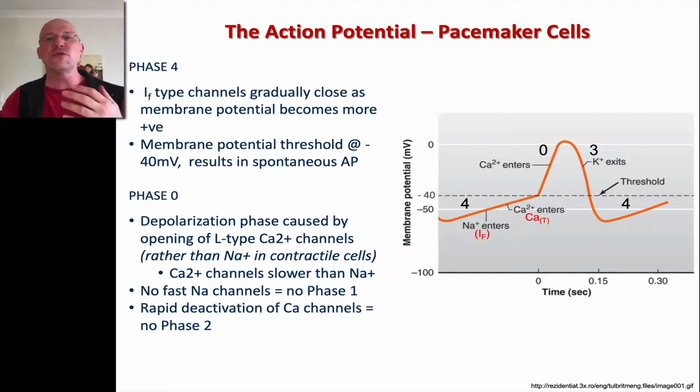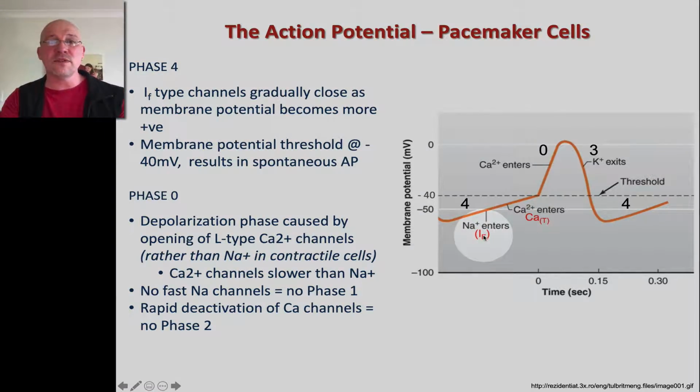So let's look at this step by step. We'll go through the 4 steps, phase 4, 0, 3, and then back to 4 again. So in phase 4, the funny channels are open, and as we get more and more positive, we get our calcium channels, the transitory calcium channels, opening up. And once we hit here, these transitory calcium channels that have opened and the funny channels that are open, that have allowed sodium and calcium to come in, make the inside of the cell more and more positive, and then our long-lasting calcium channels open, and that's the beginning of phase 0.